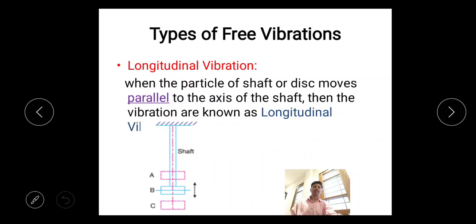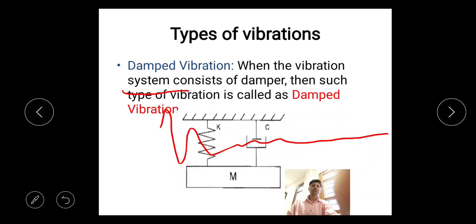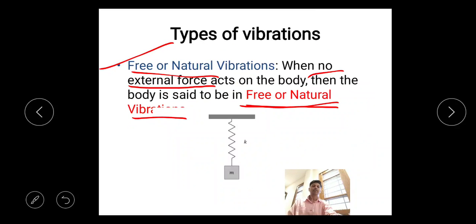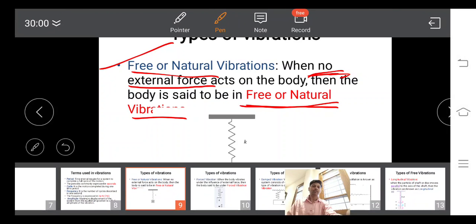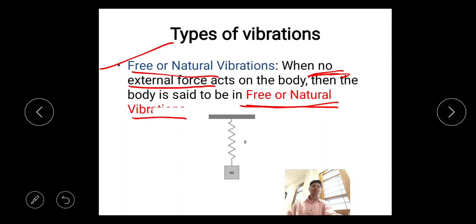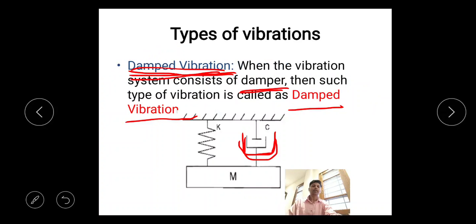In today's lecture, we will discuss the types of free vibration. You know what free vibration is. We have discussed here that there is no external force, you are not using any force directly. If it is vibrating, it is called free or natural vibration. Now we will study the types of free vibration.